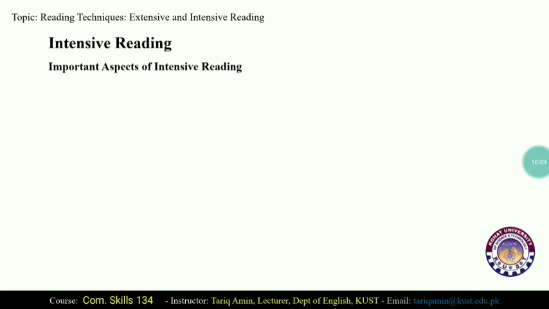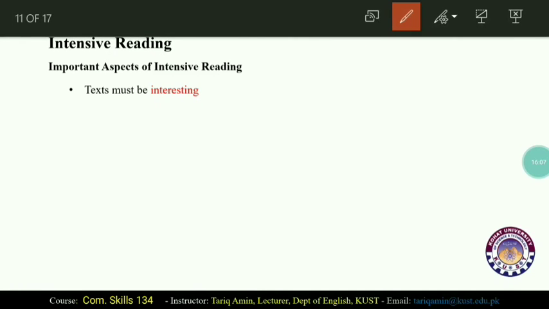Important aspects of intensive reading include: the text must be interesting. Once again, the text that you are reading intensively must be interesting, because if you select a boring text, you won't be able to maintain your concentration. You won't be able to derive more meaning out of it, because you would get bored very soon. So you should select a text that is interesting.